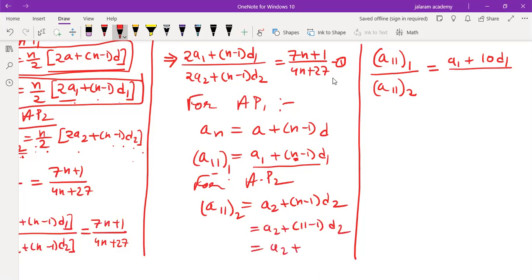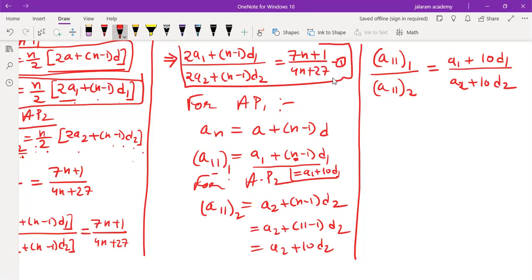we can calculate at this place also, or we can directly use 11 minus 1, 10 d1. a1 plus 10 d1 over a2 plus 10 d2. And for this, we have to use this result. So compare these two results.